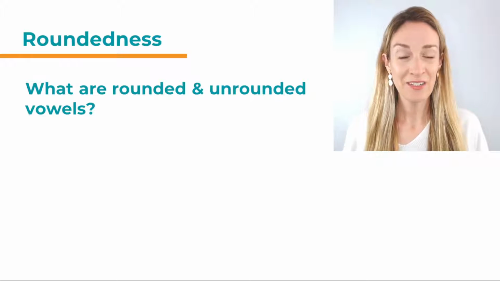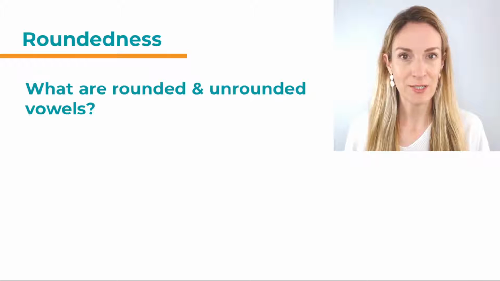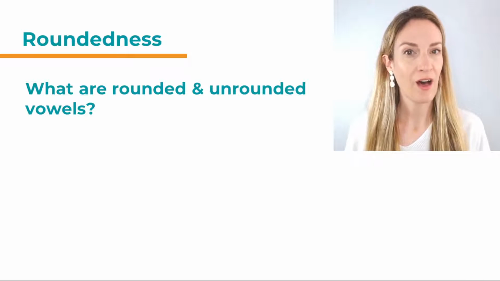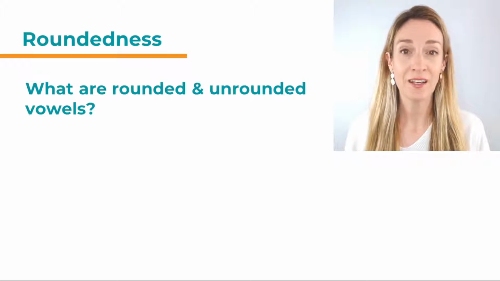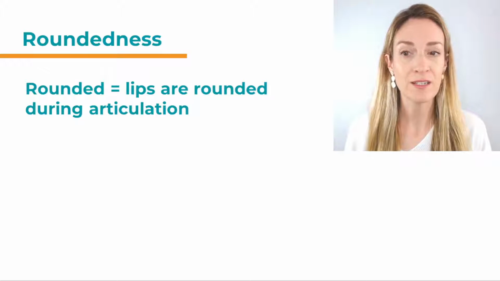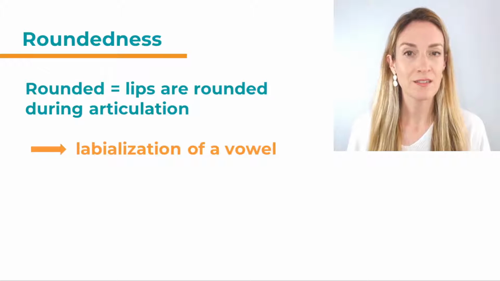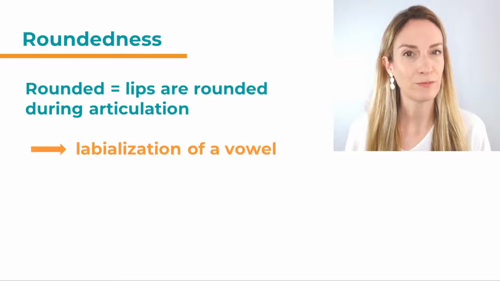Hi everybody, today we want to have a look at the topic roundedness. And that really refers to vowel sounds in English. What are rounded and unrounded vowels? Now first of all, by rounded we mean that the lips are rounded during articulation. Sometimes this is also called labialization of a vowel.